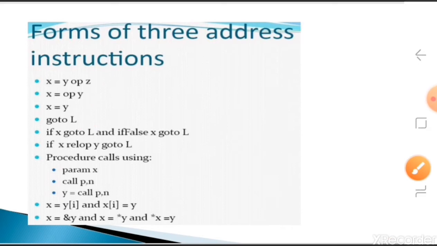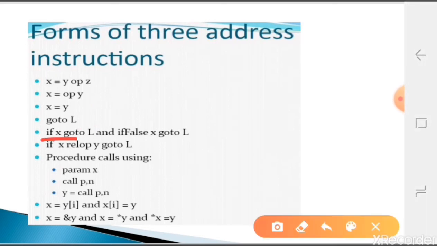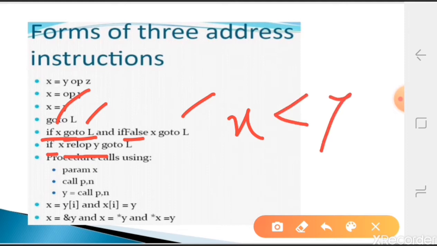Then you have an if, where depending on the x value, go to label L. If x is false, go to some other label. And one more if, where we have a comparison, that is x relop y. Relop is nothing but a relational operation between x and y, suppose x is less than y. Depending on whether it is true or false, it jumps to the particular location.